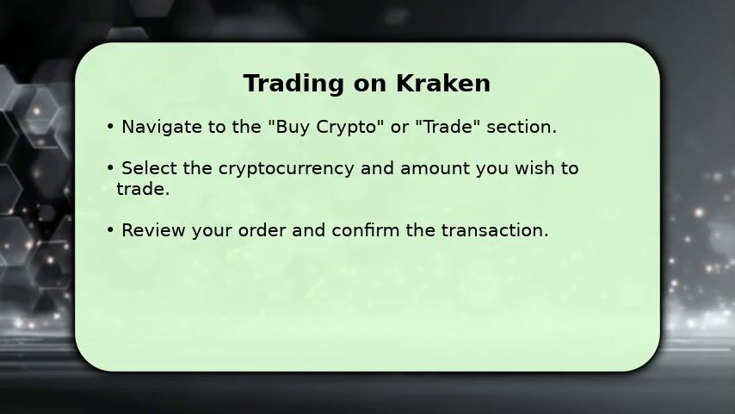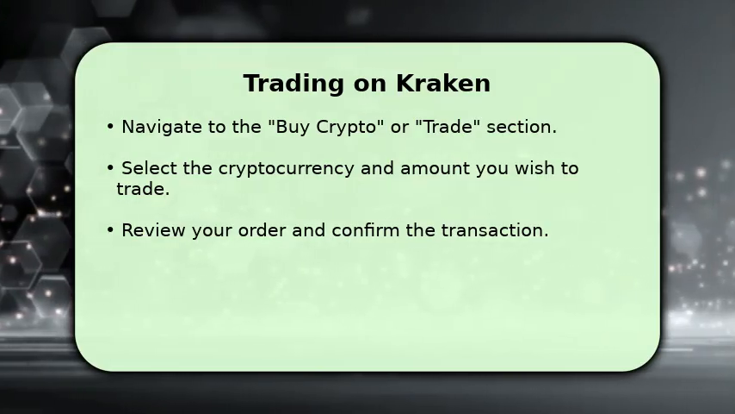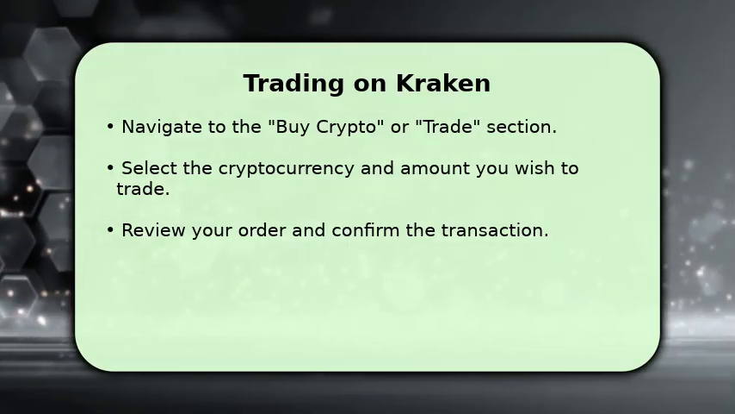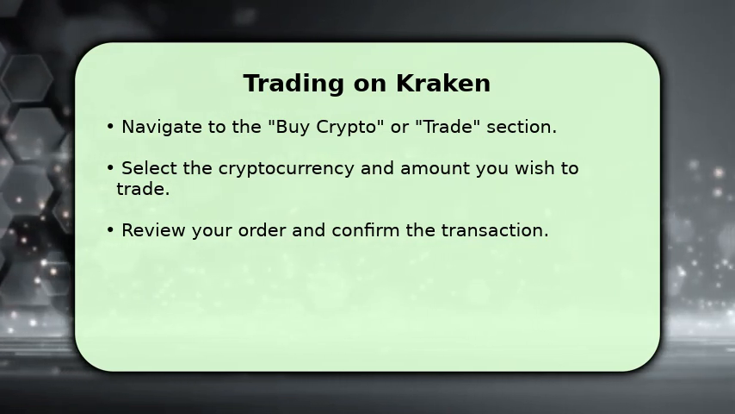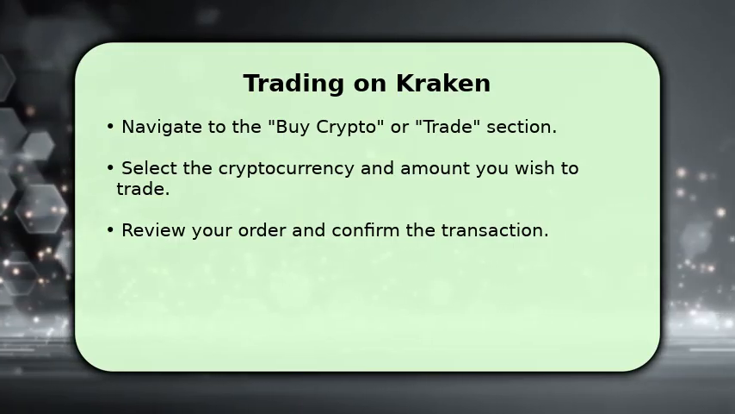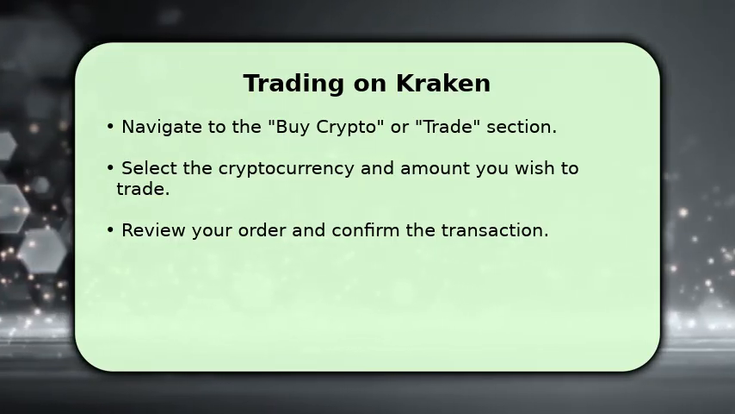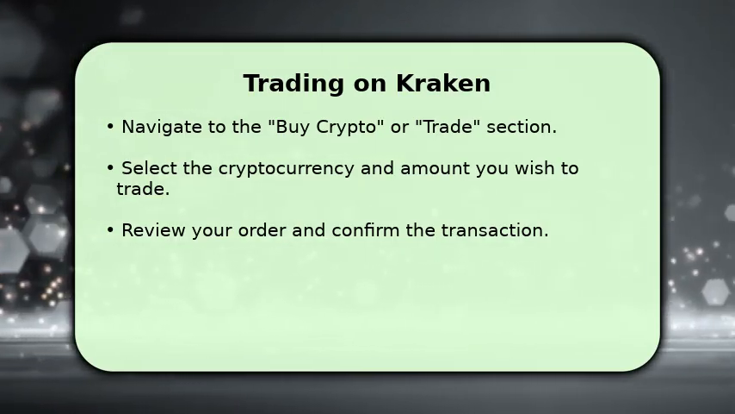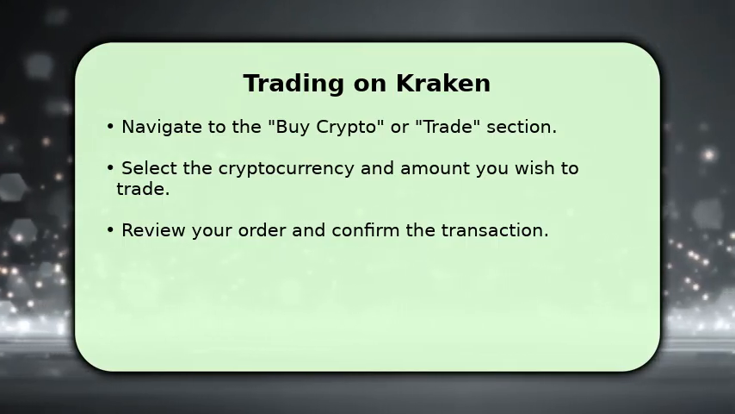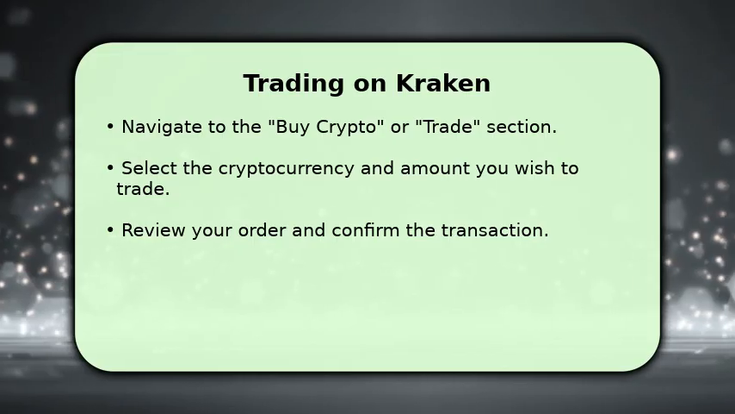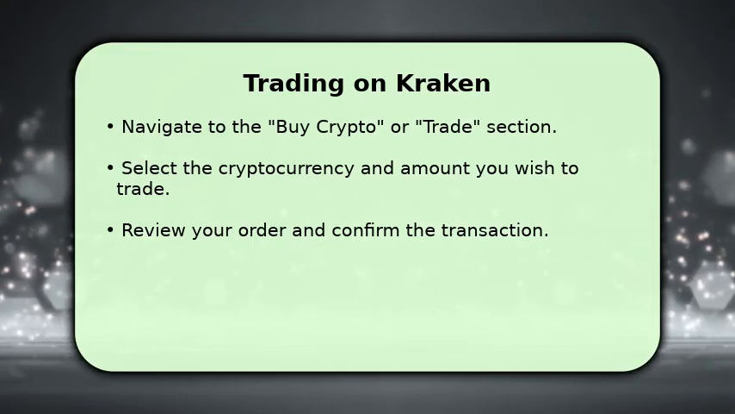With funds in your account, you're ready to start trading. Head over to the Buy Crypto or Trade section within the Kraken platform. Here, you can easily select the cryptocurrency you wish to purchase or sell and specify the amount. Before finalizing, always take a moment to review your order details, including the price and fees. Once everything looks correct, confirm the transaction to complete your trade.